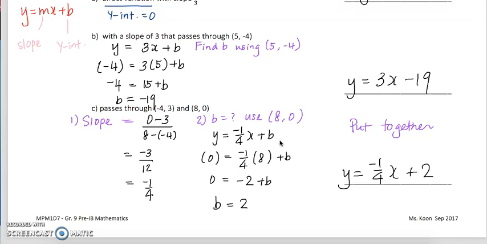Sub this into your equation, y equals negative 1 over 4x plus b, and you arrive at b equals positive 2. Therefore, the equation of your line is y equals negative 1 over 4x plus 2.